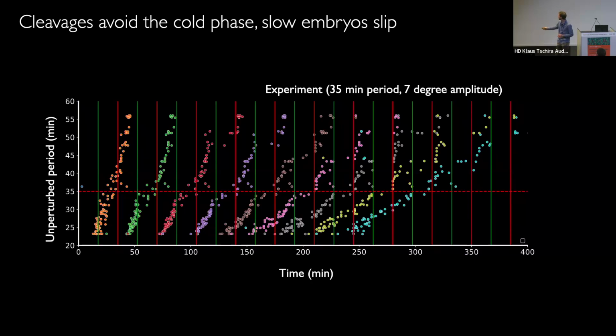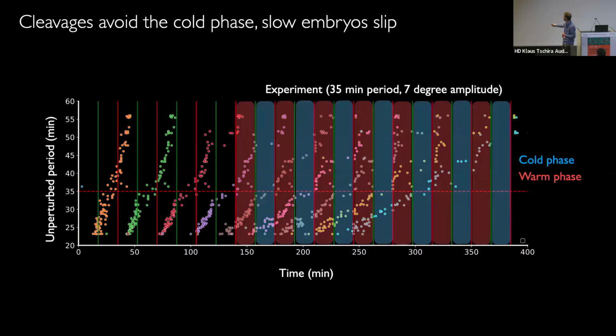In this case, it's an experiment where we modulate every 35 minutes, here shown in the dashed line. And the other vertical lines in red and in green are showing when you go from cold to hot or hot to cold. So it shows you when you are in a warm phase or in the cold phase. And what you can see is that a lot of the cleavages sort of cluster together in the warm phase, while they are sort of absent in the cold phase.